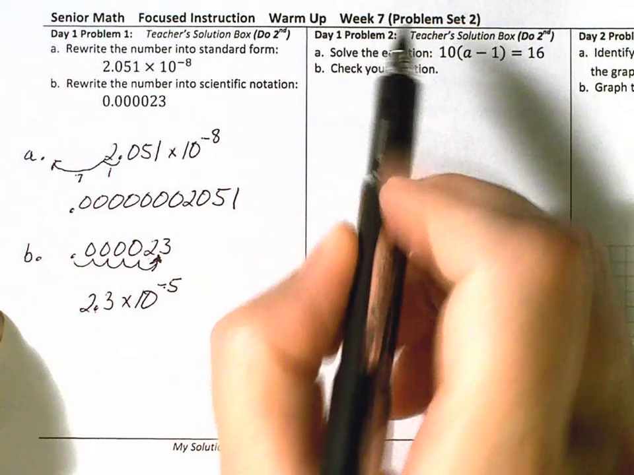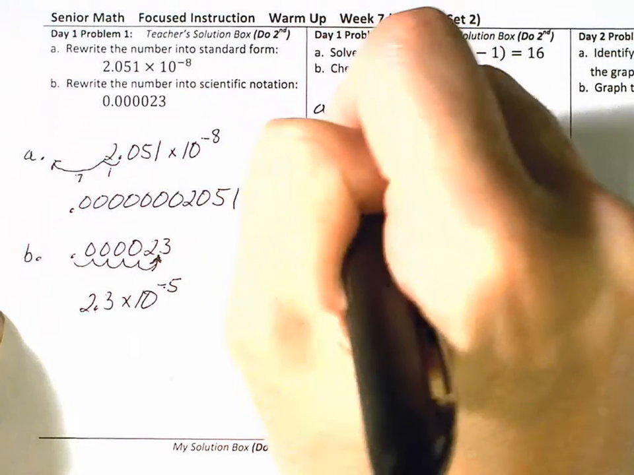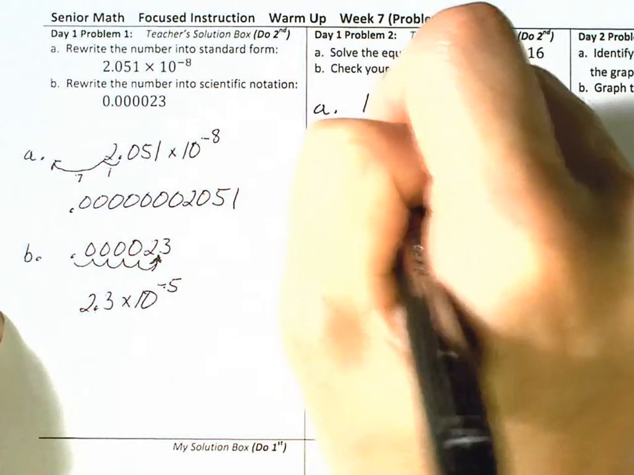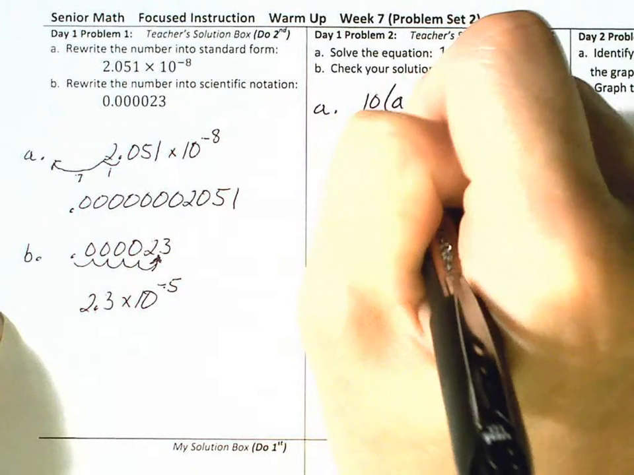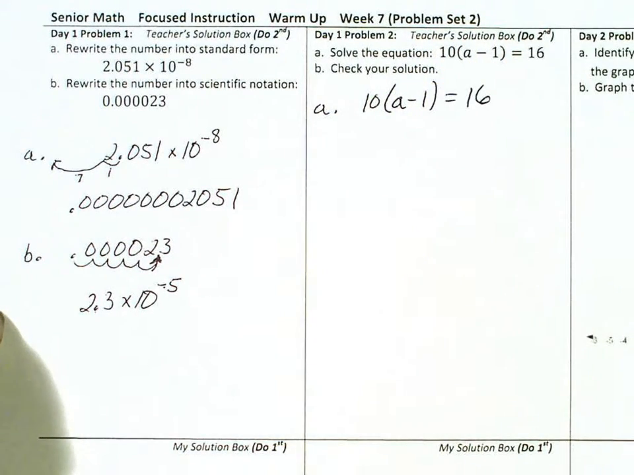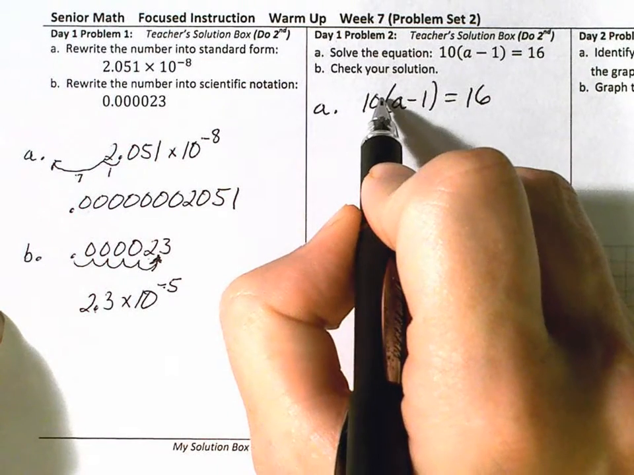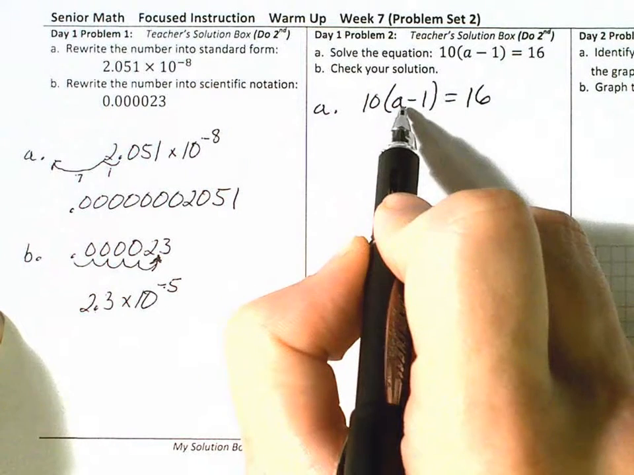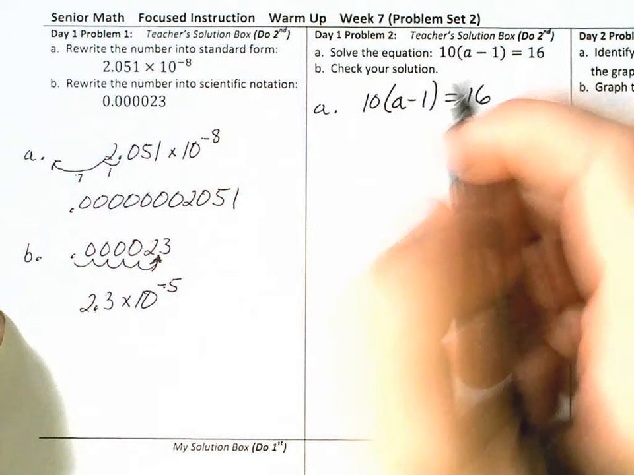Now day 1, problem 2, question A. Solve the equation. So I'm going to copy that equation down. And now we'll solve that equation. It says 10 times the quantity A minus 1.